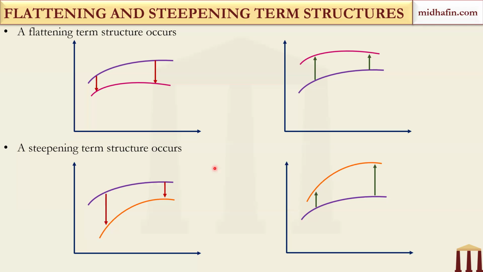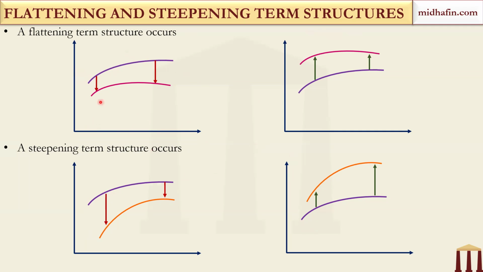Okay, and let me tell you one thing, that all these curves that I have taken here, original curves, they were all upward sloping. Why would I say upward sloping? Because you can clearly see that short-term rates are lower than the long-term rates. Or in other words, as I move ahead in time, the rates are increasing.